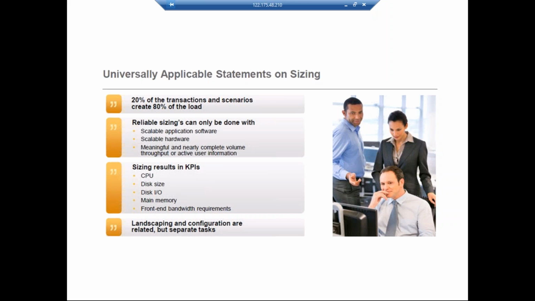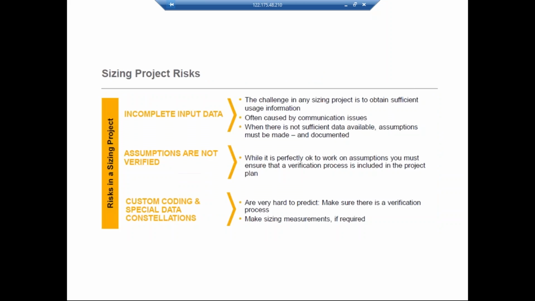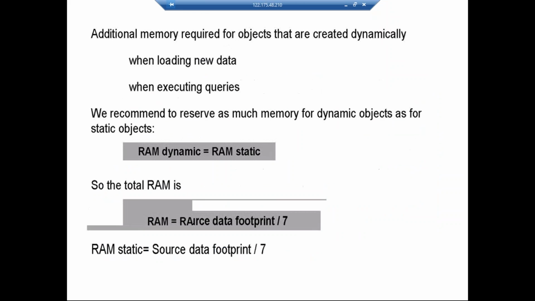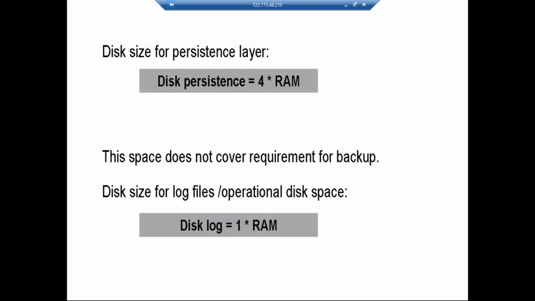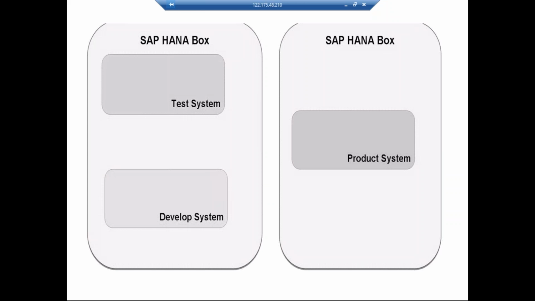And you should always think about landscapes. Landscapes means it's not just one single system. In an implementation environment you want to have a dev database, a test database, and then a production database. So what SAP generally recommends is, for example, one SAP HANA box on the left side for dev and test databases, and one HANA box for production.